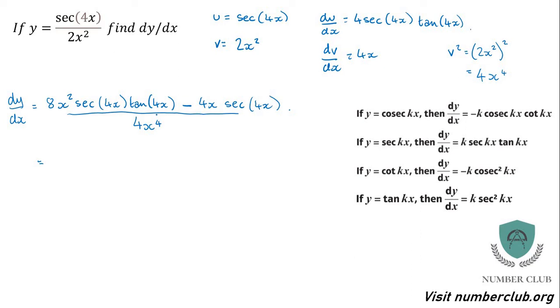We can divide through by 4x for every single term, and so when I do that, I'm going to end up with 2x sec of 4x tan of 4x minus sec of 4x, and dividing through by 4x on the denominator will be x cubed. And you can even, if you want to, factor out the sec of 4x, so you could get sec of 4x multiplied by 2x tan of 4x minus 1, all over x cubed. Okay, so you could be asked for different forms just based on whether you factored or not. All right, but that's what dy by dx can look like.